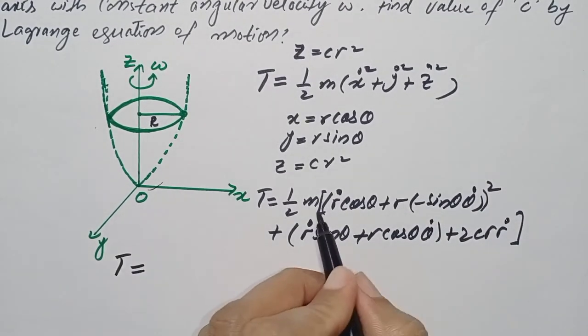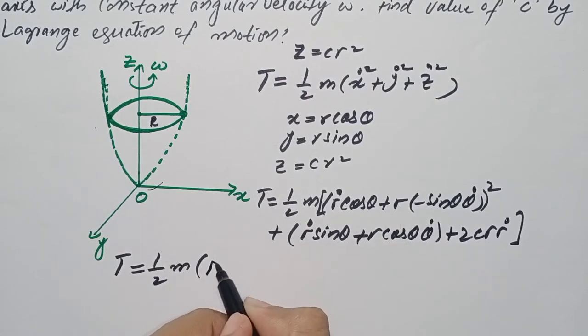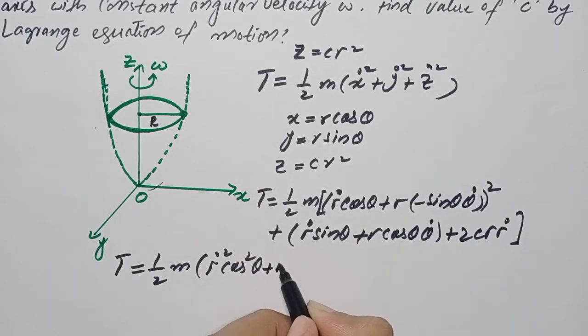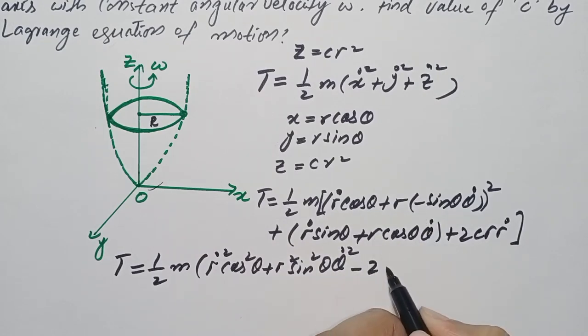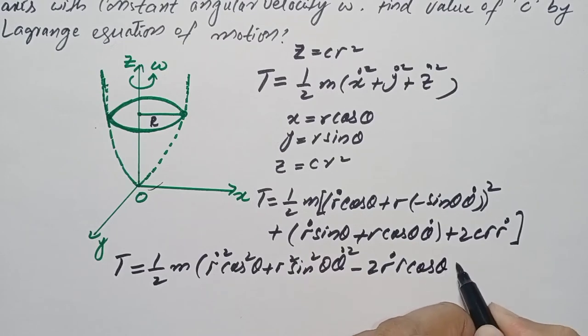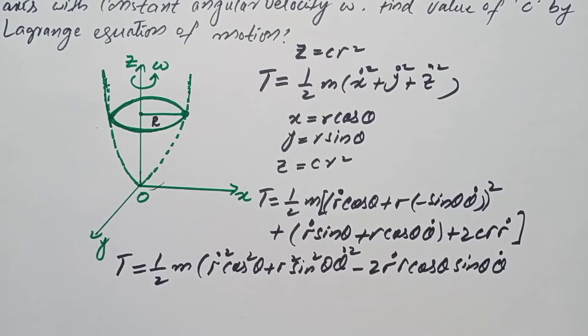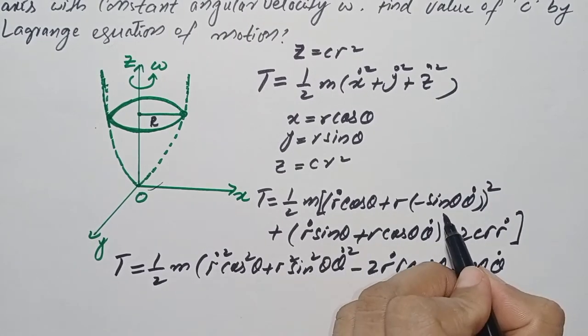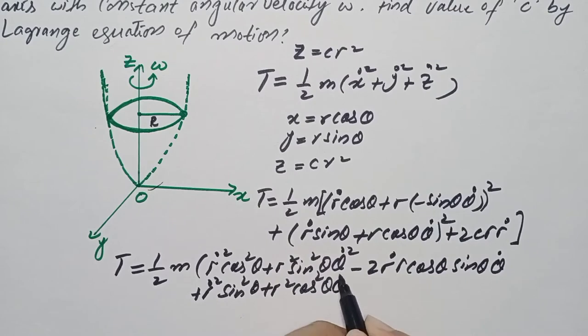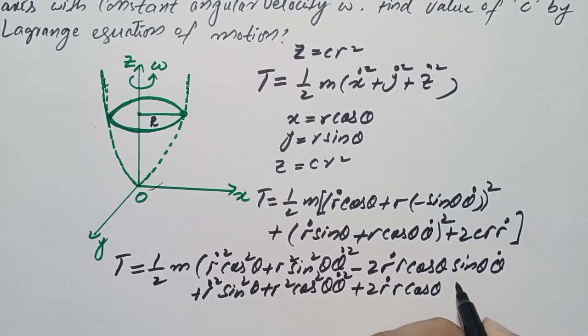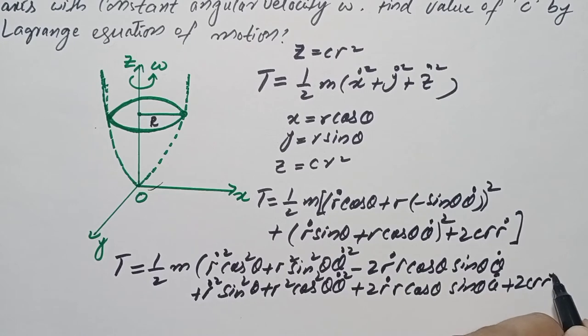So now the kinetic energy will be half m, taking the square: r dot square cos square theta plus r square sin square theta theta dot square minus 2 times r dot r cos theta sin theta theta dot, and then the square of the next term: plus r dot square sin square theta plus r square cos square theta theta dot square plus 2 times r dot r cos theta sin theta theta dot, and the last term as it is, plus 2 c r r dot.